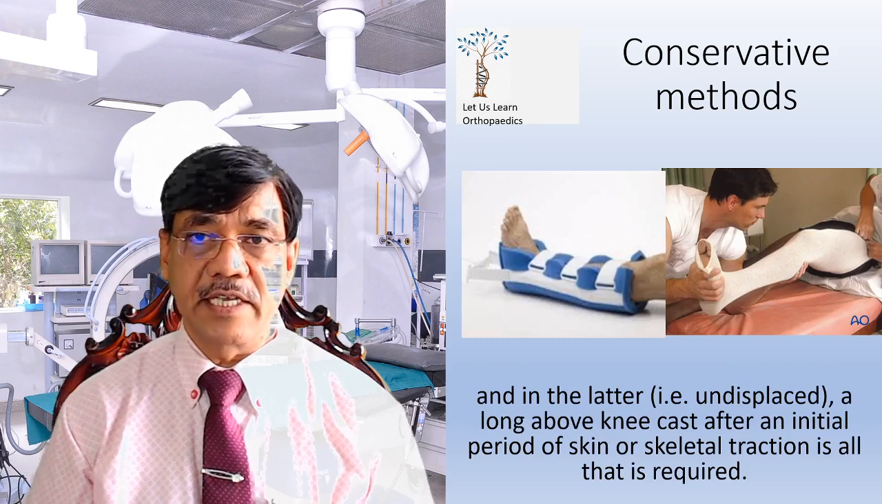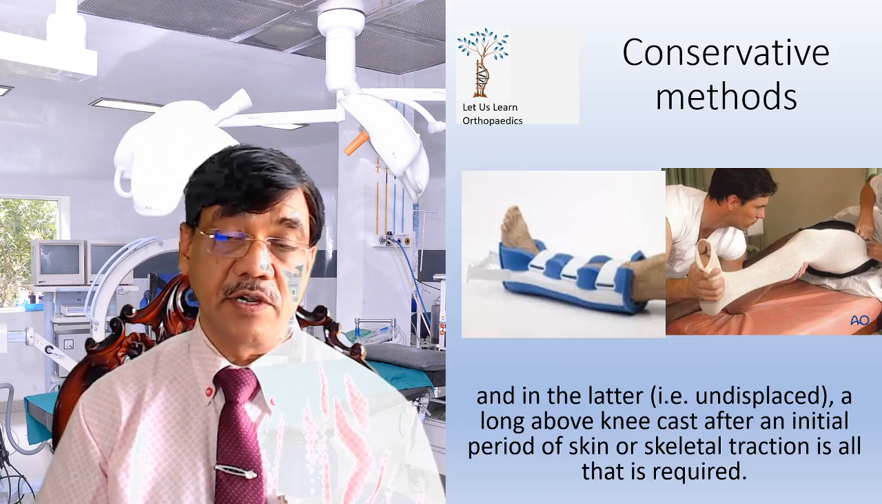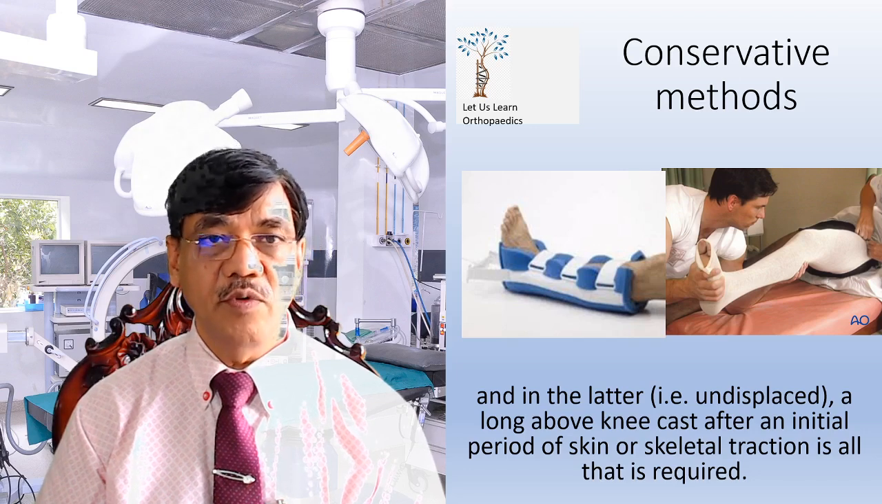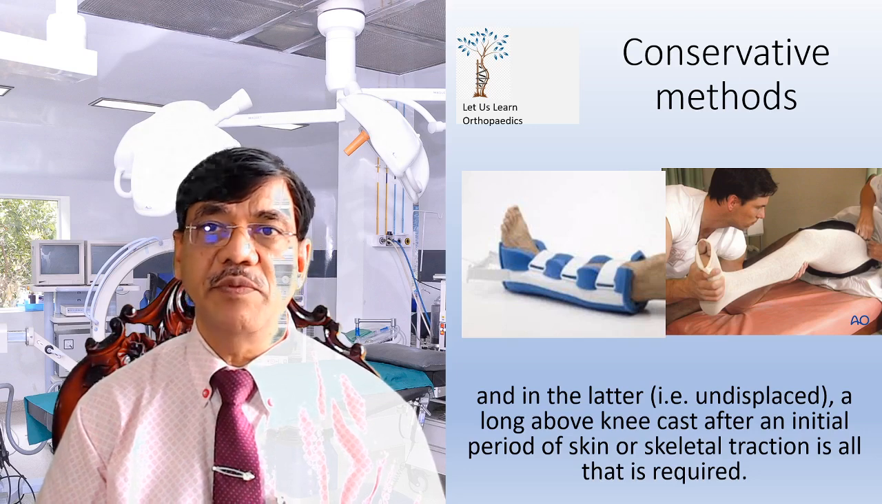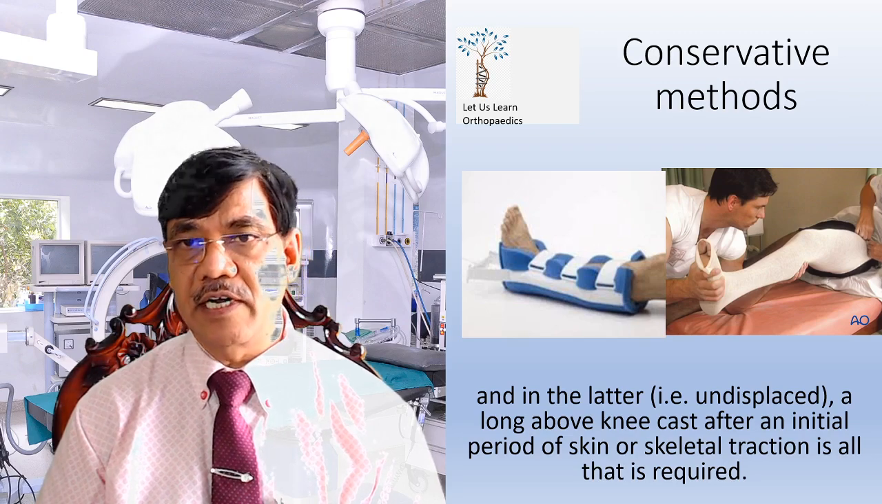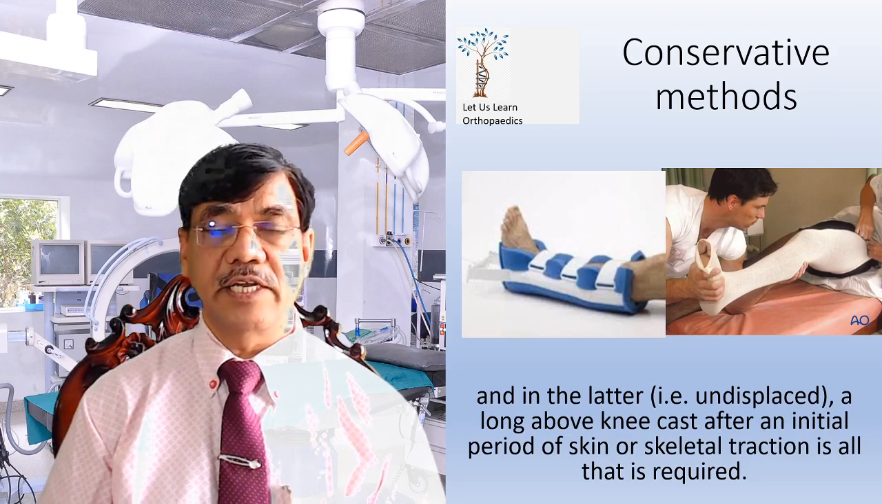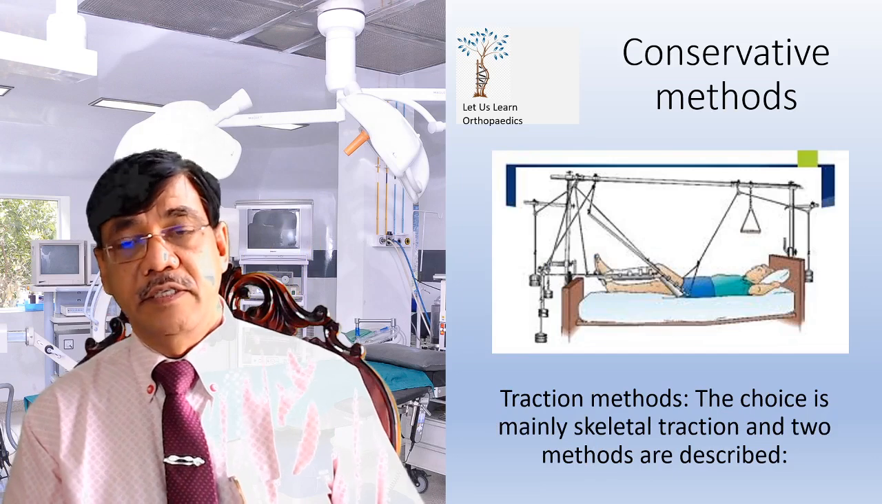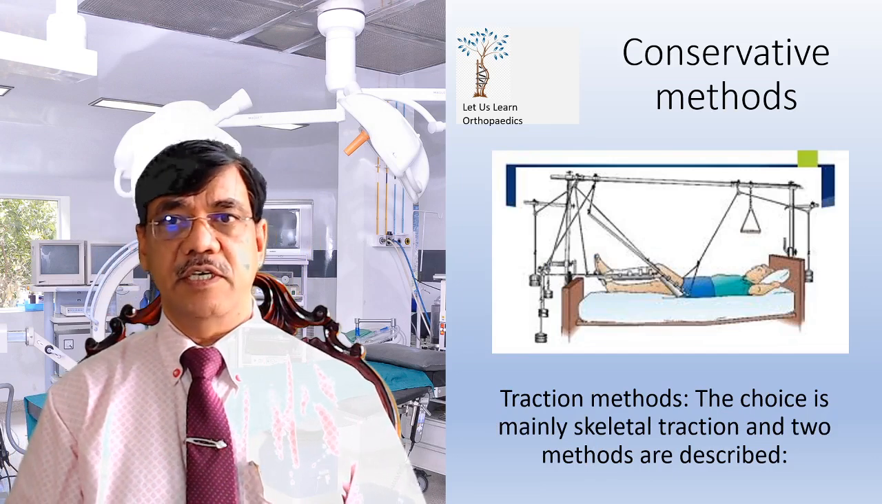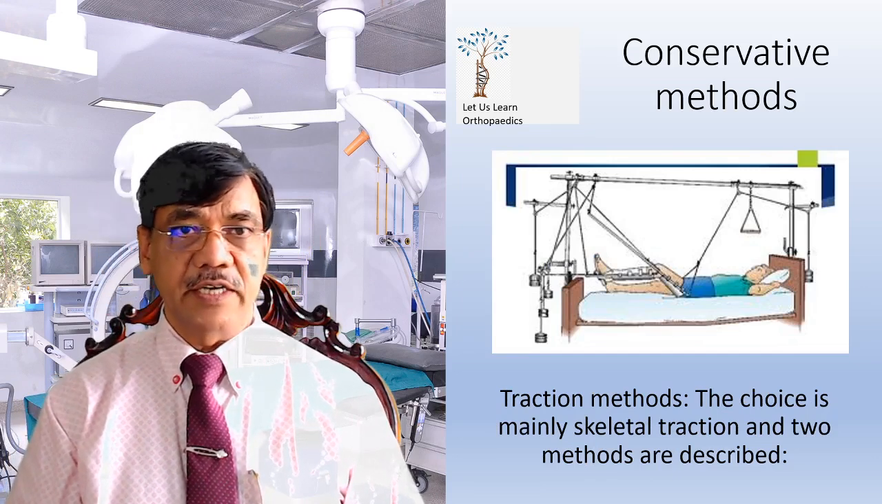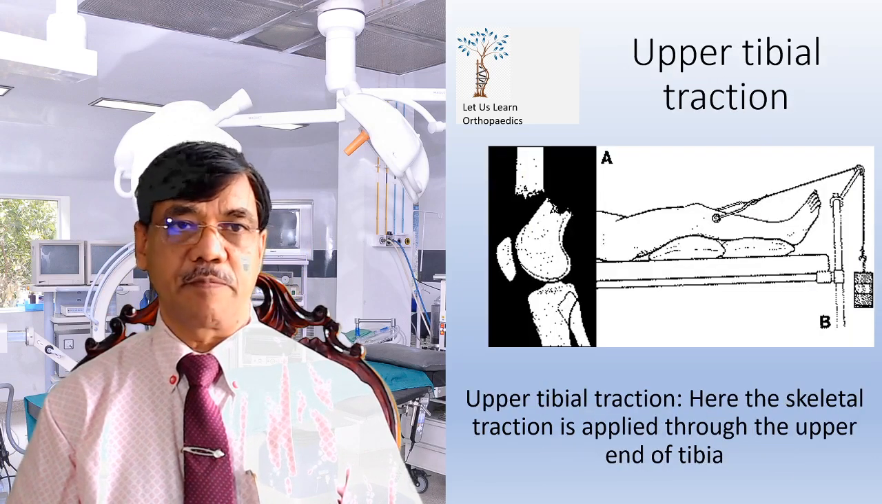Whereas in the latter case, that is the undisplaced fracture but not impacted, a long above-knee cast after the initial period of skin traction or skeletal traction is all that is required. The traction methods, the choice is mainly the skeletal traction, and the two methods are described here.